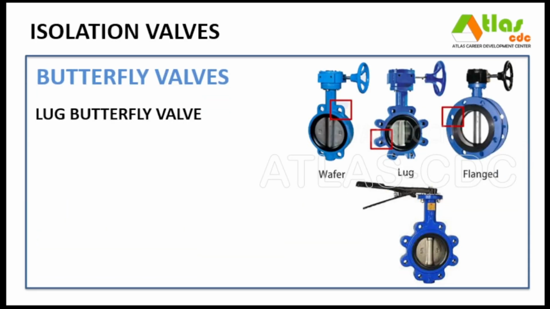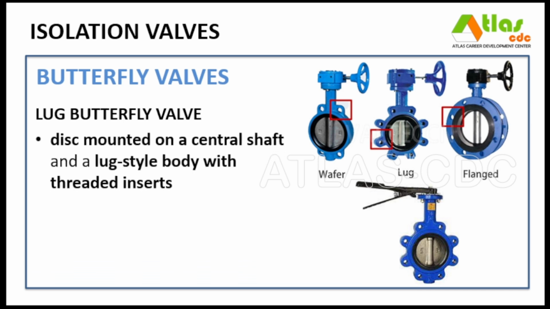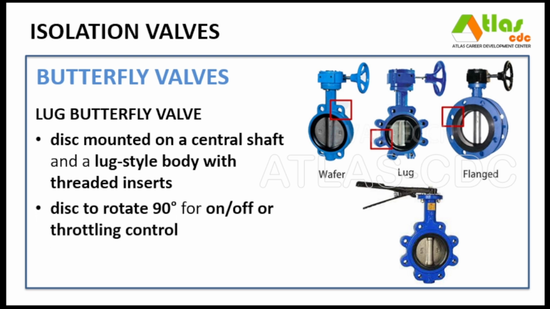A lug butterfly valve features a disc mounted on a central shaft and a lug-style body with threaded inserts that allow it to be bolted directly between flanges on both sides without needing nuts. Its mechanism enables the disc to rotate 90 degrees for on-off or throttling control.